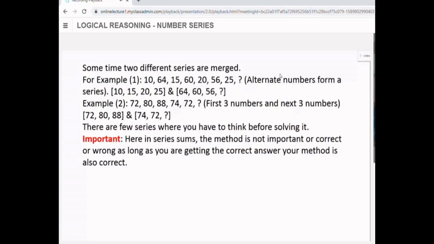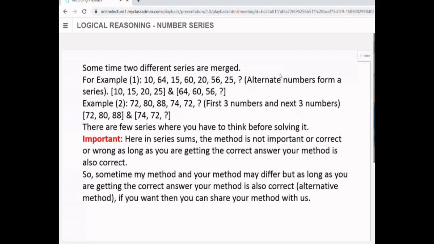देखो अभी मैं इधर भी बोल रहा हूँ. So sometimes my method and your method may differ, but as long as you are getting the correct answer, your method is also correct. That is, it's an alternative method. If you want, you can always share that method with all of us, or you can ask me, I'll tell you whether that is the right method or not.